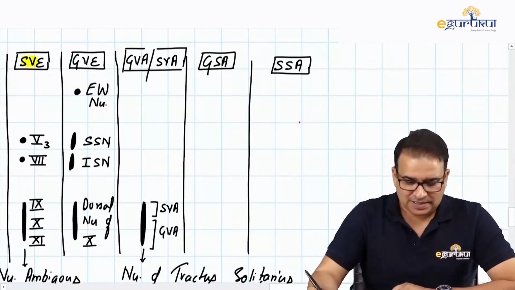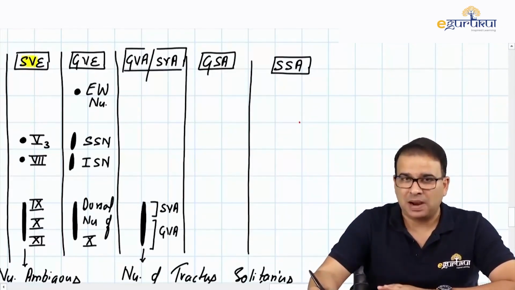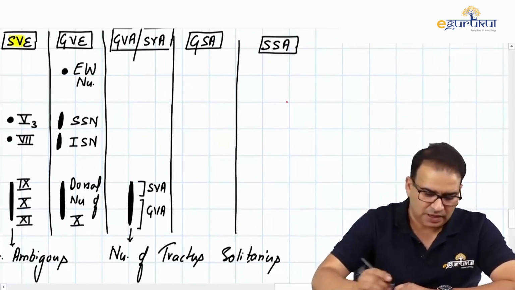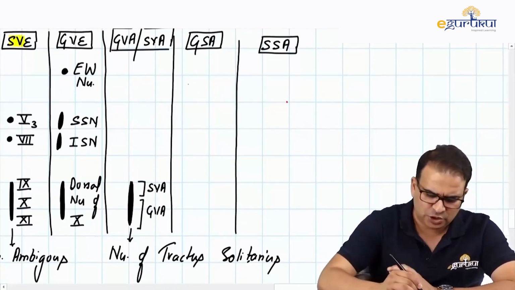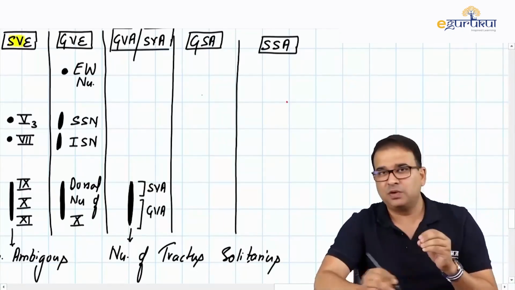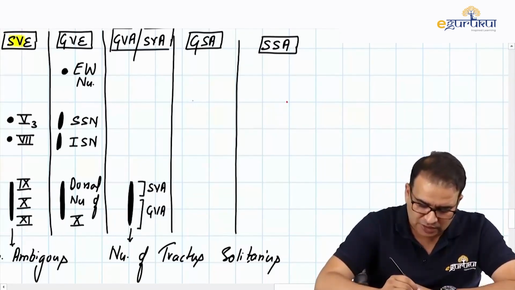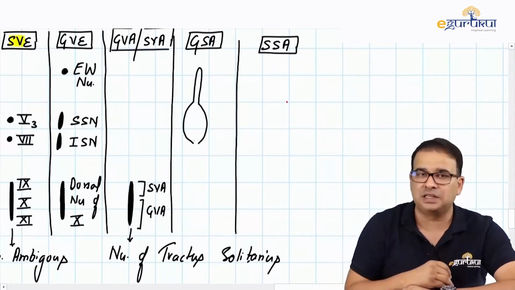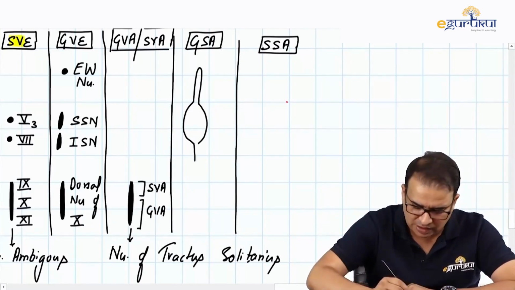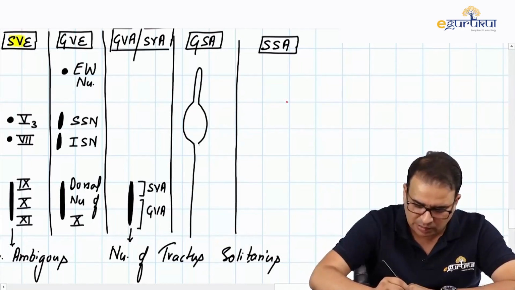Moving on to the next column, that is GSA, general somatic afferent. General somatic afferent has huge nuclei, and I'm using the word nuclei because it's a combination of nuclei. A part of that is present in the midbrain. A major chunk is present here. The bigger, thicker part is present in the pons, and we have a very long part which extends into the medulla oblongata and even goes beyond the medulla oblongata.